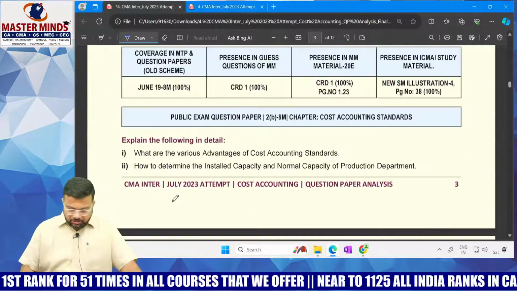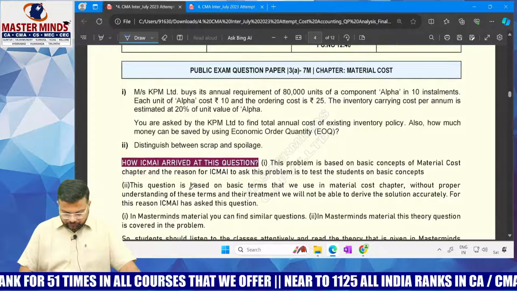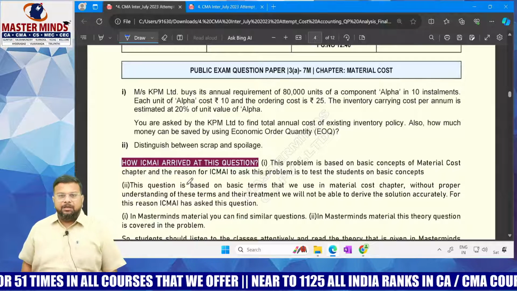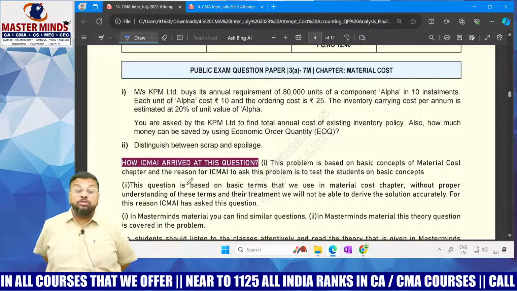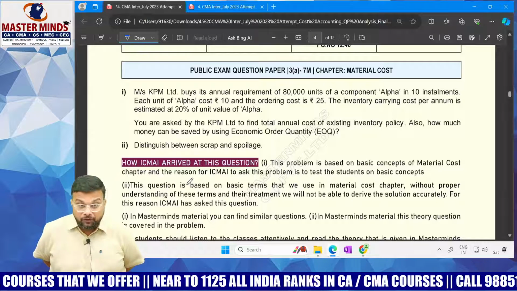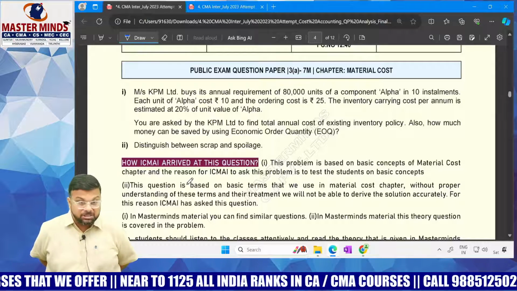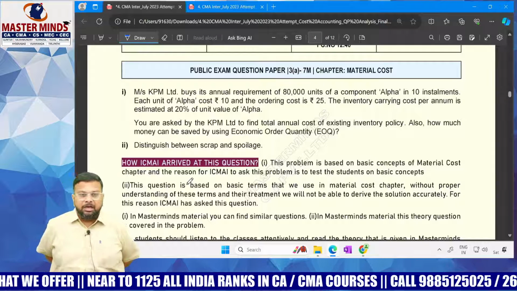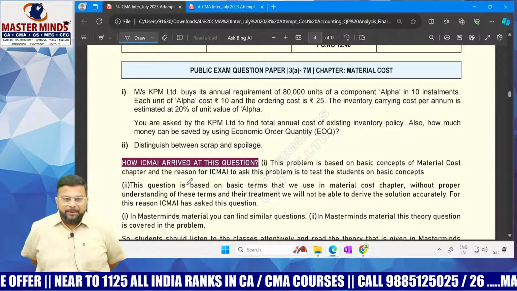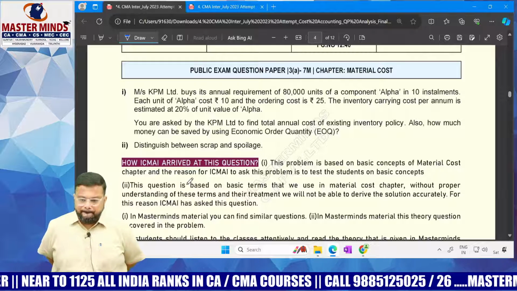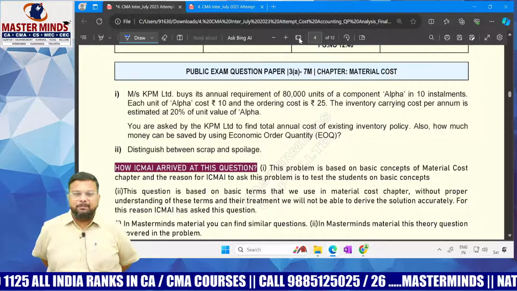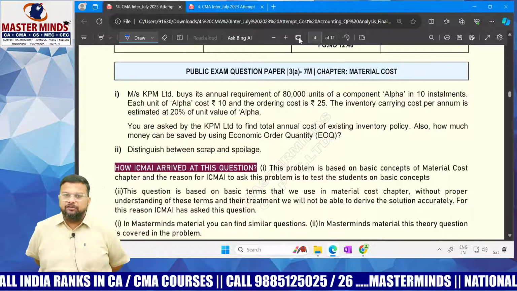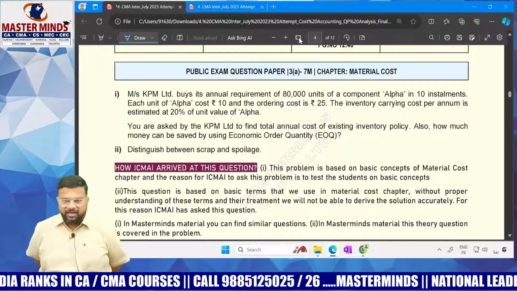And next, 3A. When it comes to 3A, the question is from material cost. They are asking about EOQ and they are also asking whether to go for EOQ or the existing inventory policy which the company is following. Let us go to the question. Mrs. KPM Limited buys its annual requirement of 80,000 units of a component alpha in 10 installments.